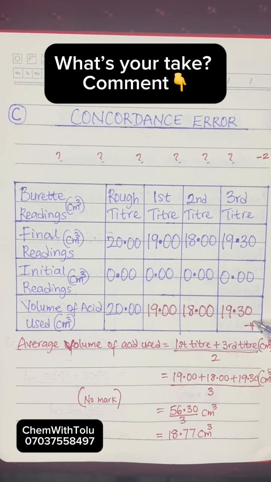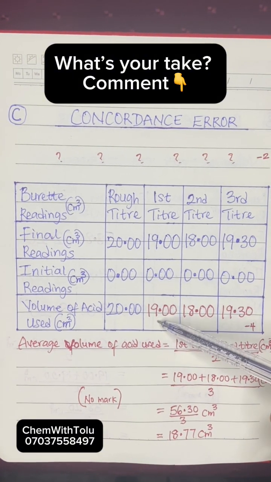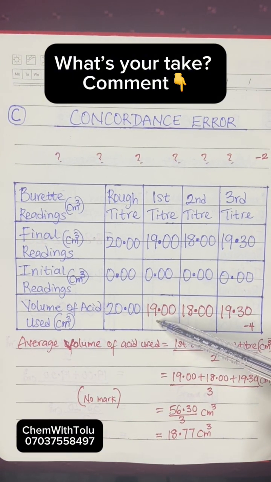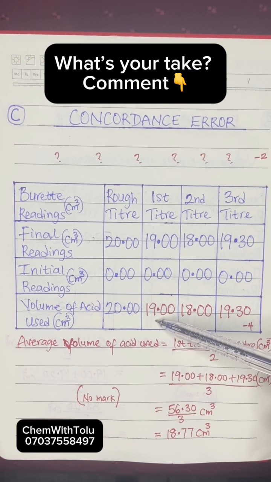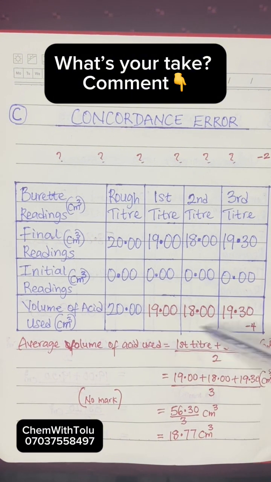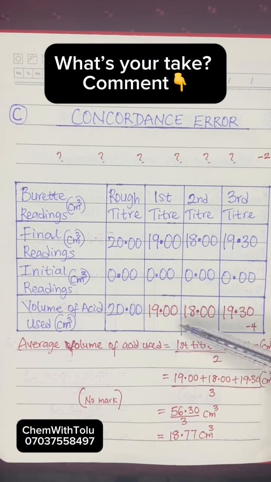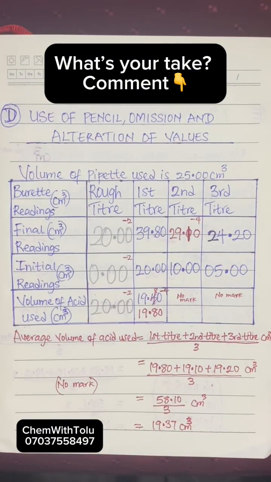And then if you look at this third titer and first titer, you see the difference is 0.30, which is just a little bit higher and is not concordance at all. So all these red pens signify that they are not concordance values. That's an error. We are still on the top 5 WAEC practical mistakes and how to avoid them.